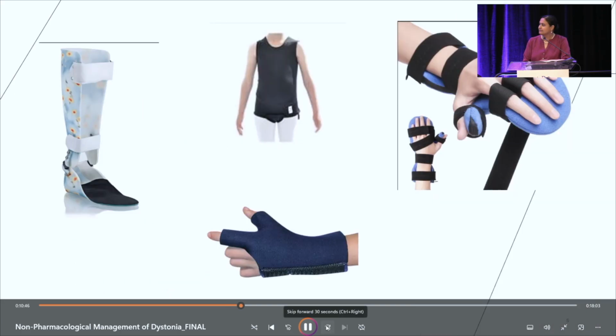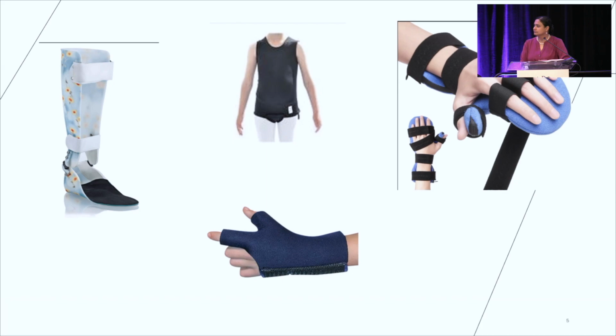So these are just some examples of some of the orthotic and support items that I talked about. This first one is an AFO. So it's an ankle foot orthotic. There are many, many different designs and should be taken individually according to what your physical therapist recommends, your orthotist recommends, your doctor recommends. The middle item is a compression garment, and this one in particular is called a SPIO.